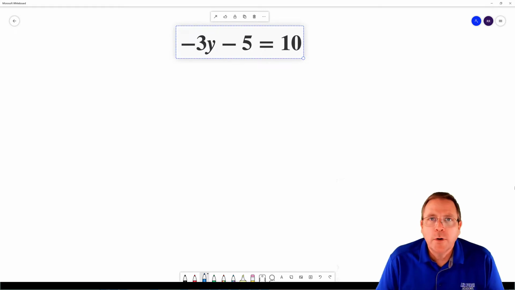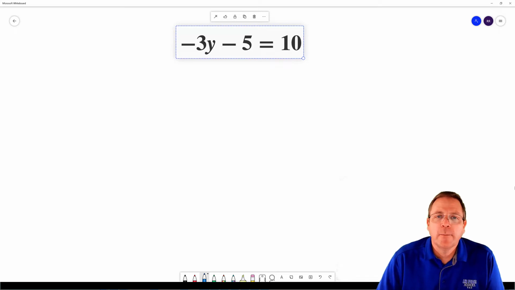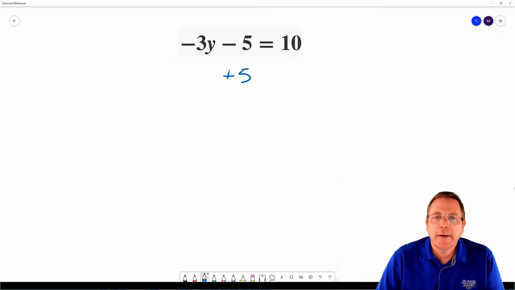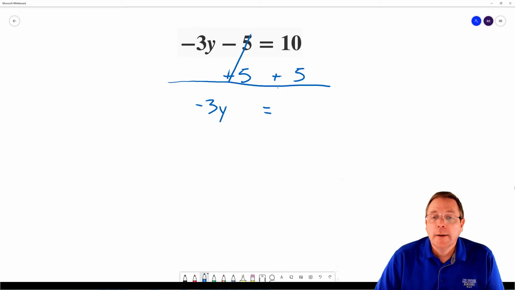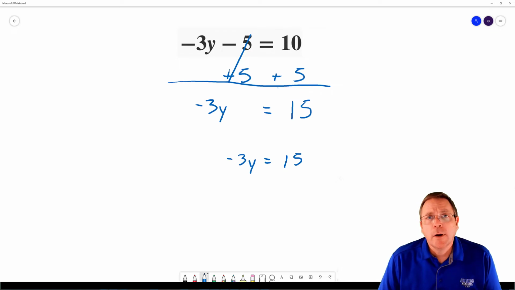Alright, undo addition and subtraction first. The number that's being subtracted is 5. It's minus 5, so we're going to take and add 5 to both sides. When I do that, negative 5 plus 5 zeros each other out. Going to put a line through it, and that's going to leave me with a negative 3y on the left equals 10 plus 5. That's going to become 15. Now I'm going to take these two parts, bring them down. Negative 3y is equal to 15, and we're going to undo multiplication and division.